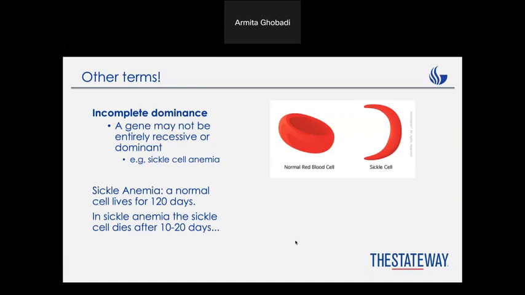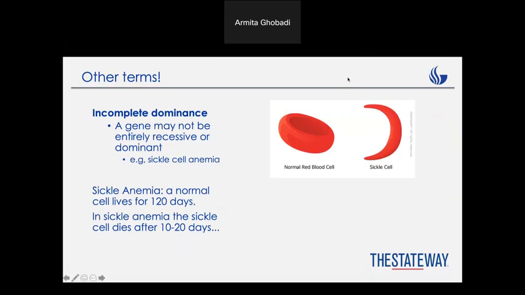Incomplete dominance is also important. A gene may not be entirely recessive or dominant. In those cases, we can see some sort of disabilities or problems such as sickle cell anemia. You can see this is a normal red blood cell. It can last for over 120 days. Yet here we have a sickle cell one. This is a smaller one. It's not complete, and it's going to die earlier, in 10 to 20 days.